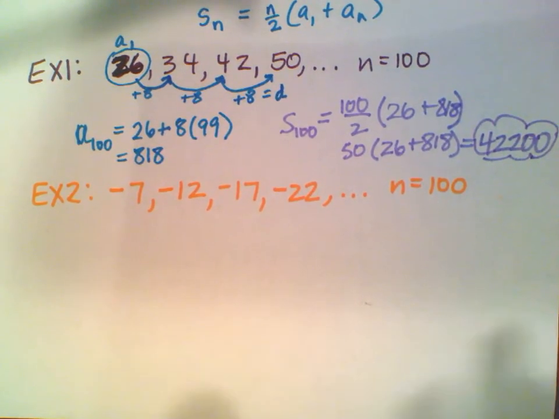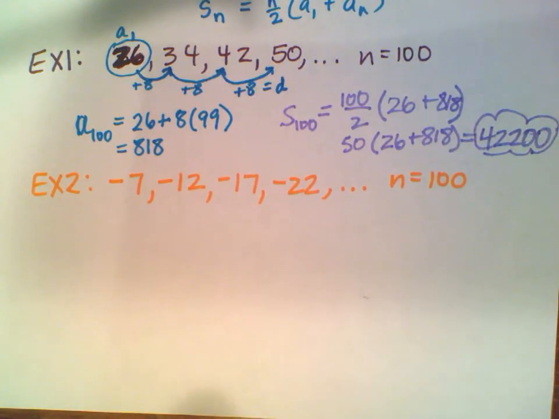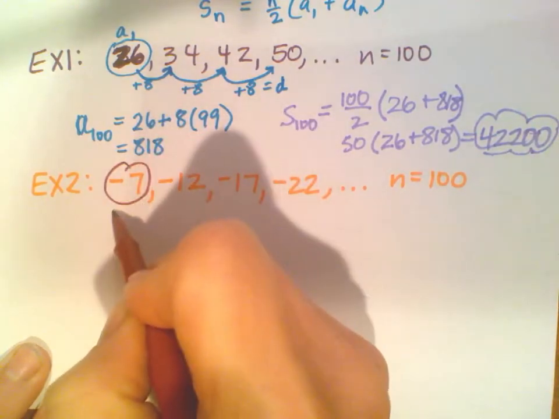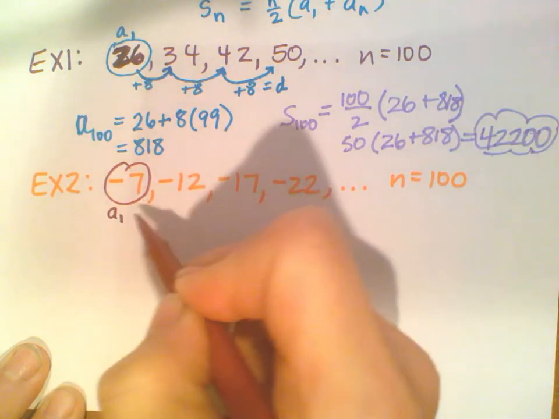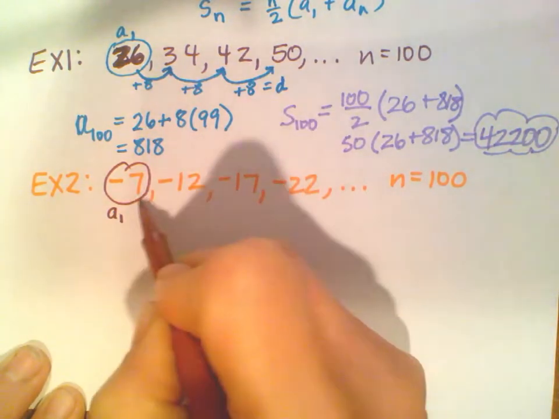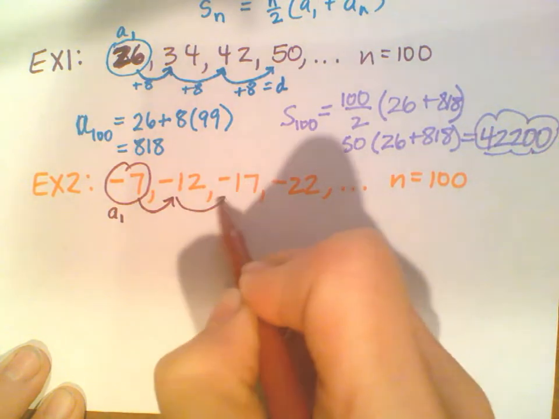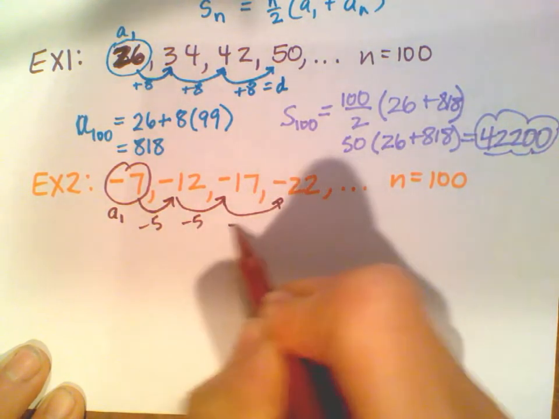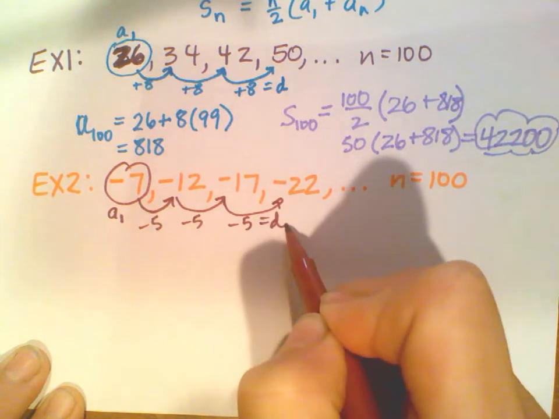Okay, so let's go through that same process with the next one. Again, I need my first term. So I have my first term right here. a sub 1 is equal to negative 7. And then when I look to see what's going on here, it looks to me like I'm subtracting 5 each time. So that's my d.